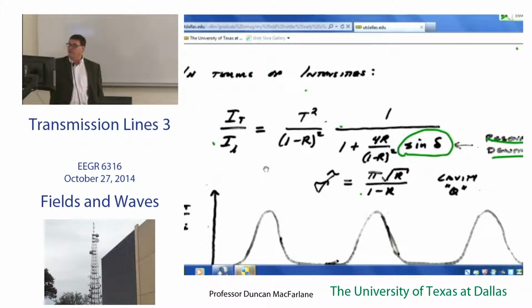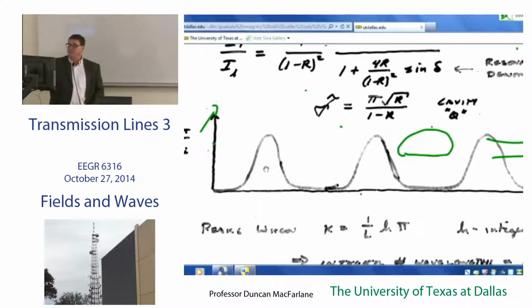You can see that if sine is equal to minus 1, my denominator gets smaller and my intensity transmitted goes up. So at very particular values of delta, I will have a resonance condition where I will have a maximum constructive interference and more light will come out rather than when I'm off resonance.